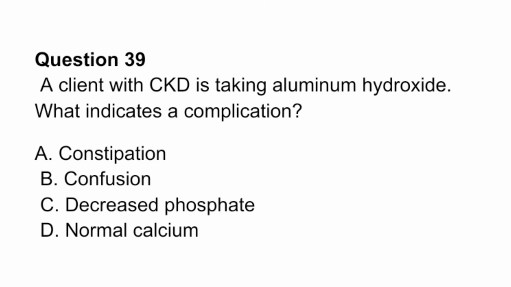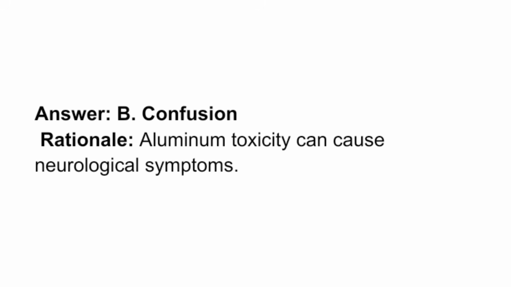Question 39. A client with CKD is taking aluminum hydroxide. What indicates a complication? A. Constipation. B. Confusion. C. Decreased phosphate. D. Normal calcium. Answer: B. Confusion. Rationale: aluminum toxicity can cause neurological symptoms.